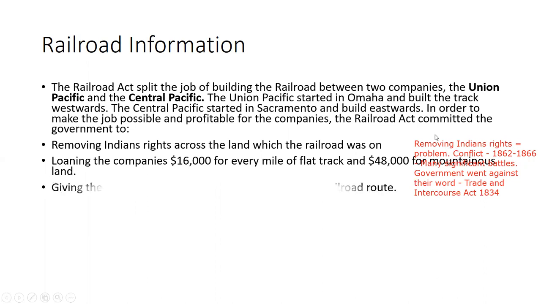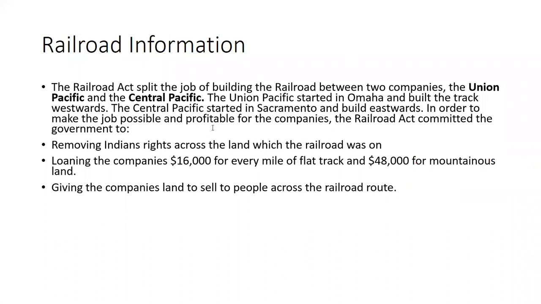Another thing the government promised is that they would loan the company $16,000 for every mile of flat track and $48,000 for mountainous land. So any area that was by the mountains, the companies could make quite a significant amount of money. The government also promised to give the companies land to sell to people across the railroad route.